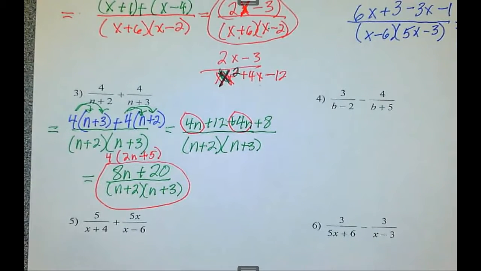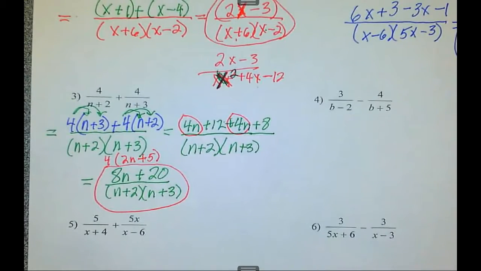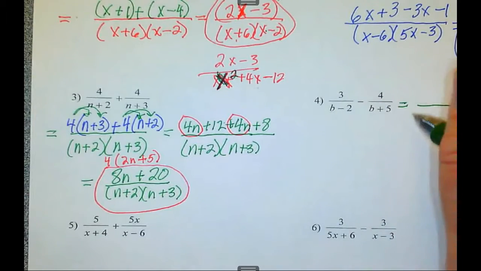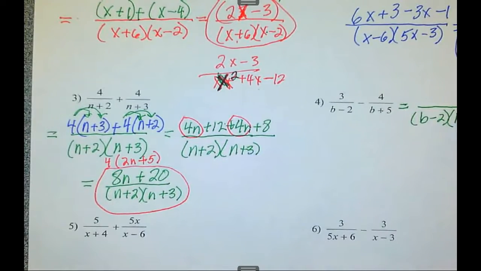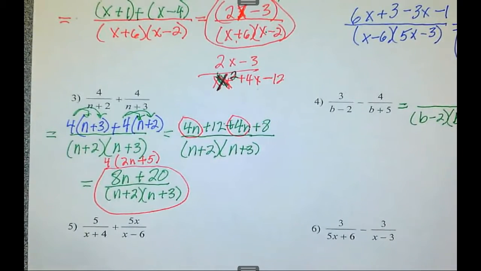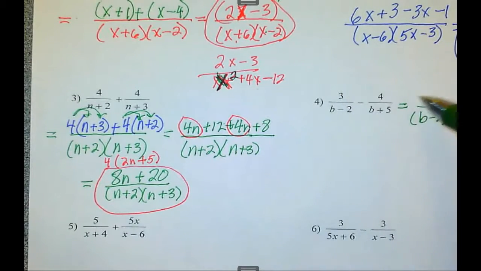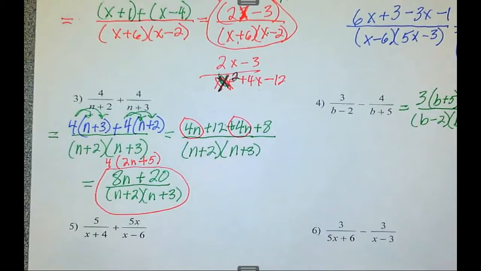Number 4. My common denominator, I have a b minus 2, and I have a b plus 5. This denominator is missing a b plus 5, so I'm going to multiply the numerator by b plus 5. Minus, this one's missing a b minus 2, so I'm going to multiply the 4 times b minus 2.